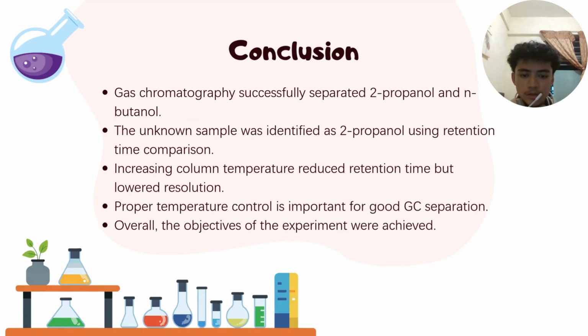In conclusion, gas chromatography successfully separated 2-propanol and N-butanol. The unknown sample was identified as 2-propanol using retention time comparison. Increasing column temperature reduces retention time but also reduces resolution. This shows that temperature control is important for good GC separation, and all objectives of the experiment were achieved.